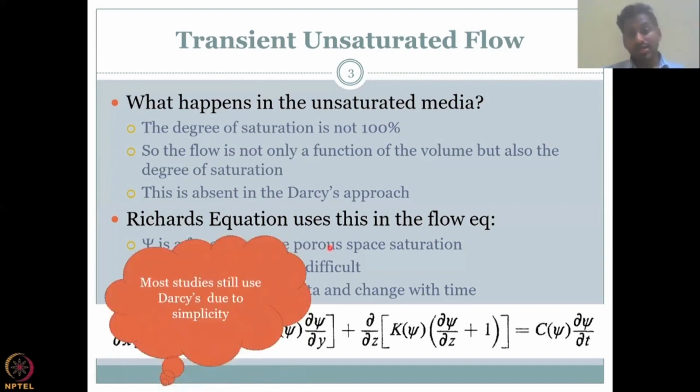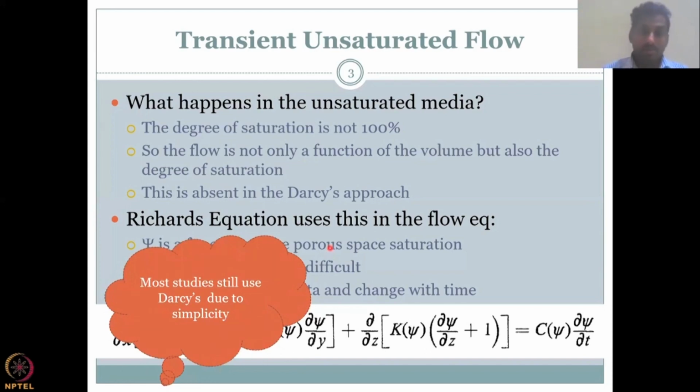Moving on, most studies still use Darcy's due to simplicity. So in real life scenarios where you are using models, please understand that you can make it as complex as you want. You can throw in more numbers, you can throw in more equations. However, the computational difficulty goes up, the requirement of data goes up, and sometimes the model crashes because you don't have the data to support the model.